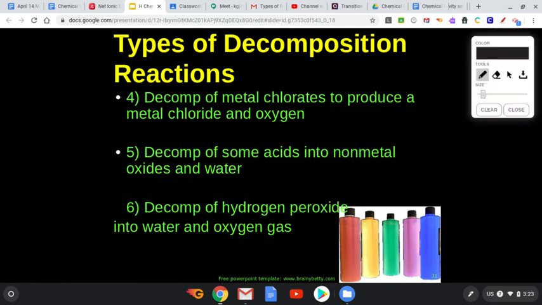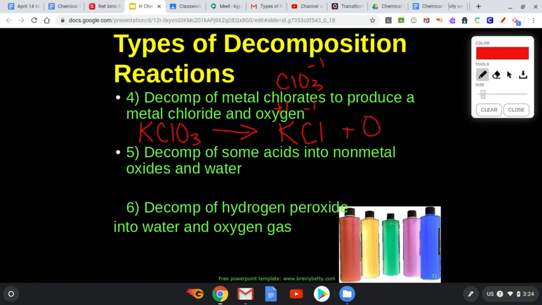The fourth type of decomposition reaction we will talk about is the decomposition of metal chlorates to produce a metal chloride and oxygen gas. Metal chlorates such as potassium chlorate, ClO3 with a -1 charge is a chlorate. So if you have a metal like potassium, which has a +1 charge, you will only need 1 potassium for every 1 chlorate. It will decompose to produce a metal chloride. Same metal, in this case is potassium. Chloride just means Cl. Check your charges, +1 and -1. And then you will create oxygen gas, which is part of Hofbrinkel, so do not forget the 2 subscript.